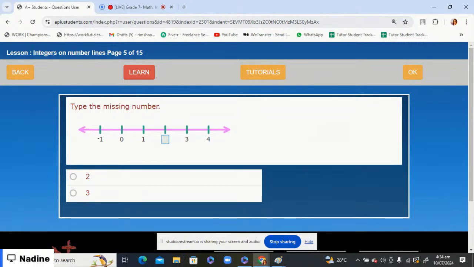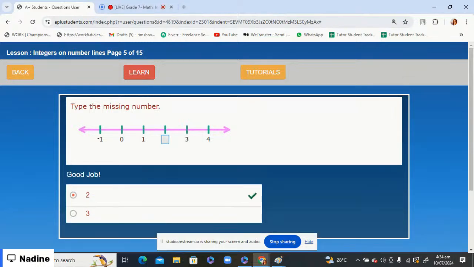So type the missing number. Here is 0, which lies in the middle. Then from the very left side, it started from minus, like -1. But on the right side, we see that it's 1, then it's missing, which means it's 2, then it's 3, then it's 4. So here we go with the option A.